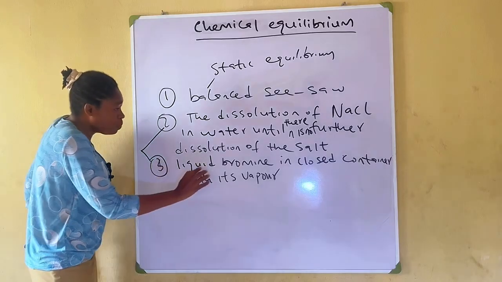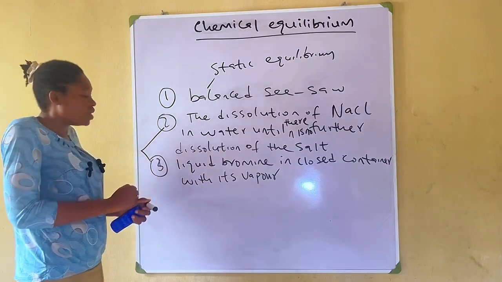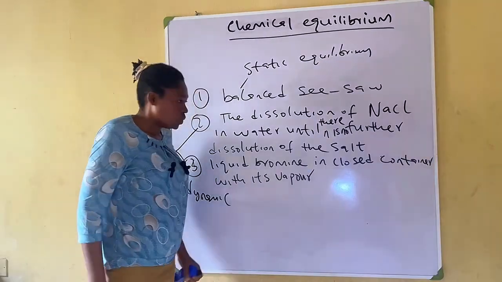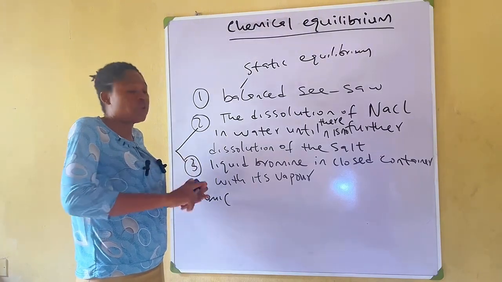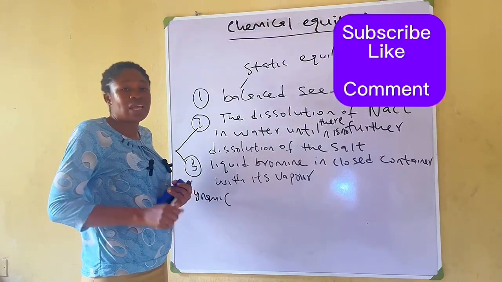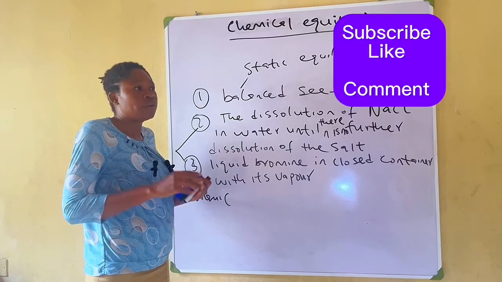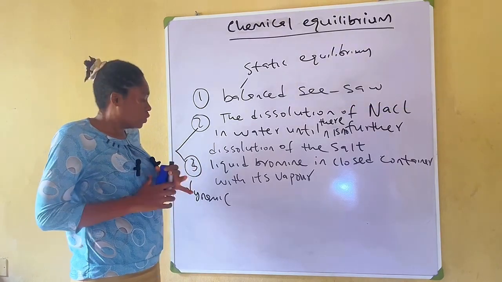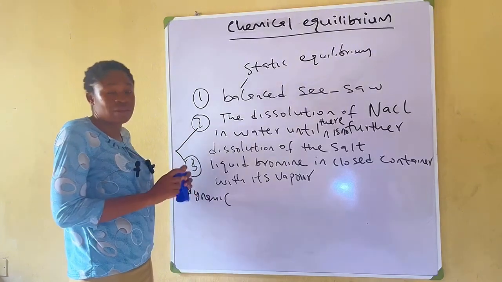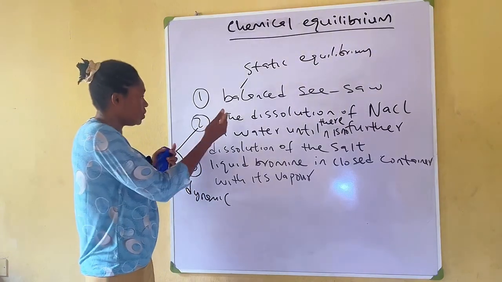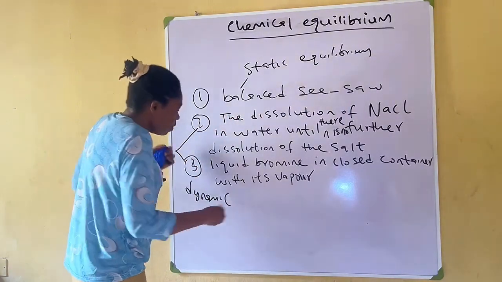So this one, liquid bromine in a closed container with its vapor. That dynamic equilibrium involving a physical change is called physical equilibrium. The one that involves a chemical change is called chemical equilibrium. So in physical equilibrium, there is no change in the composition of the substance. For example, look at this bromine liquid.